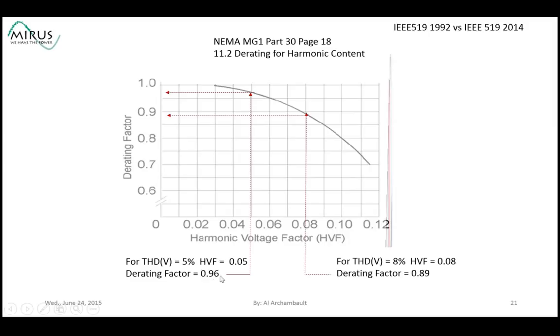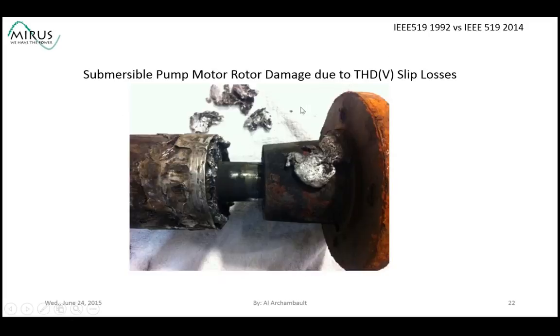Now, most motors have a service factor, so you would be eating into the service factor and still be able to deliver rated power without overheating the motor too much. Now, you can see if the voltage distortion is 8%, you have to derate down to about 89% of the motor's capability. So right away you can see that background voltage distortion caused by harmonic current pulses can degrade your electrical motors and cause them to overheat and fail sooner.